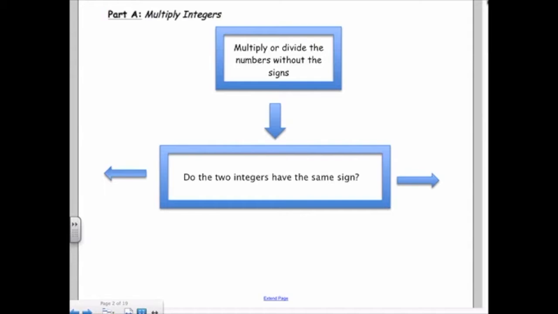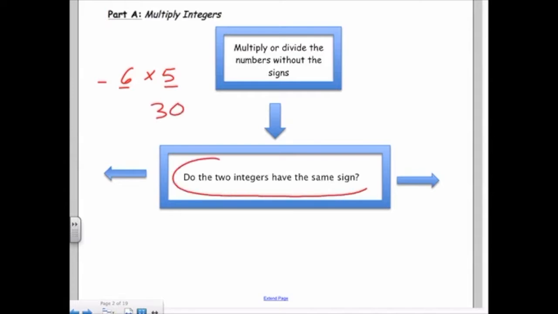So to multiply or divide, use the number without the sign. Right now, whenever you see a multiplication problem, for example, -6 times 5, multiply it like there was no negative sign. So just do 6 times 5, and you get 30. And that's what this step right here is saying first.